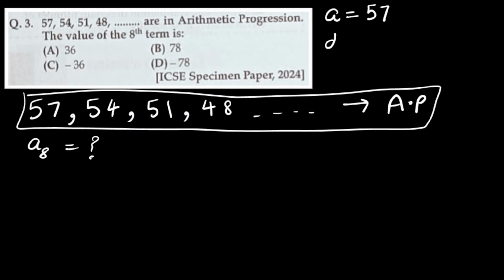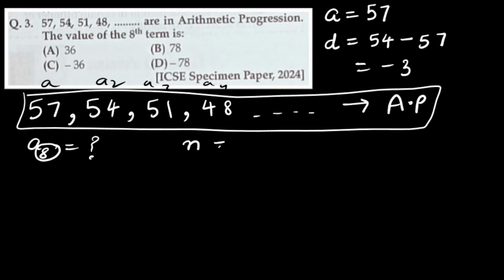Now D is also given to us. D we can find by subtraction of the second and first term. The second is 54, the first term is 57. This is first term, second term, third term and fourth term. So a2 minus a1 I can do. 54 minus 57, the difference is equal to minus 3. Now a8 we have to find. So that means N is also given to us. N is equal to 8 because 8th term.